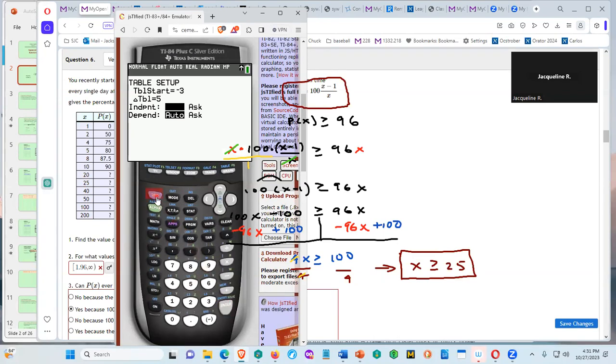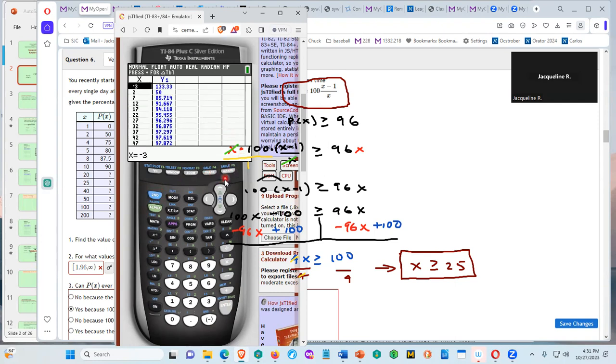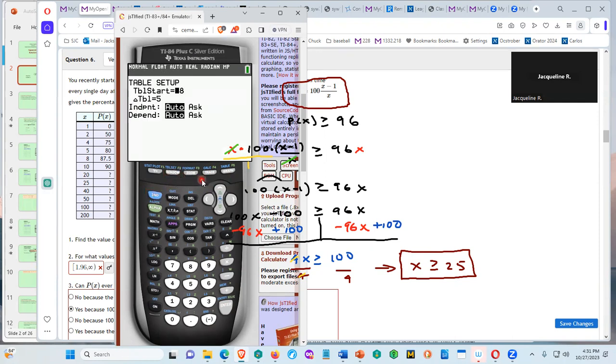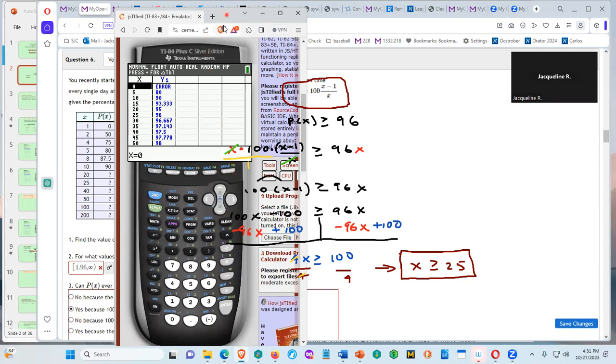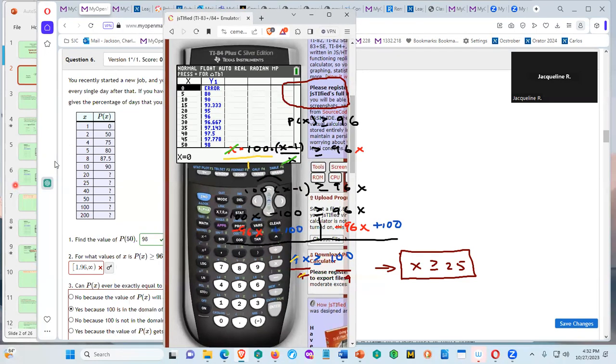And let's look at that table. Okay, so, but we don't have multiples of 5. So I have to change my table start to a multiple of 5. I'll just put it at 0. Second graph is table. Okay. So we get these values, some of which are suggestions from the problem.